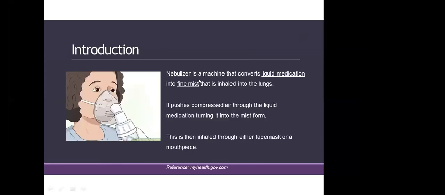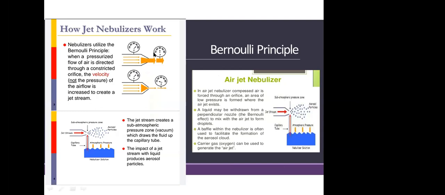A nebulizer is actually a machine that converts the liquid medication into a fine mist, so that it can be inhaled by the patient. The fine mist is produced by compressed air passing through the liquid medication, so it turns the liquid into mist form. It can be inhaled either by face mask or mouthpiece.